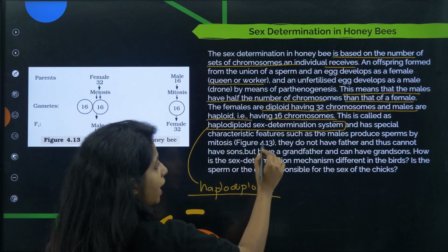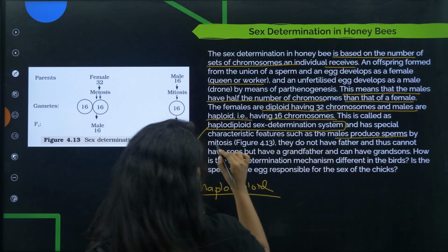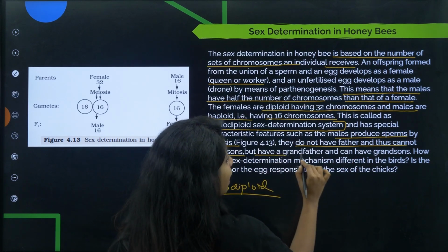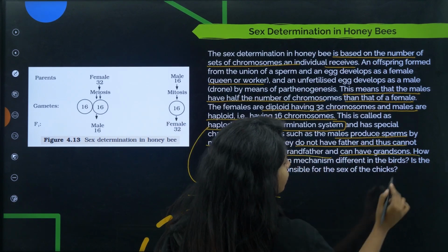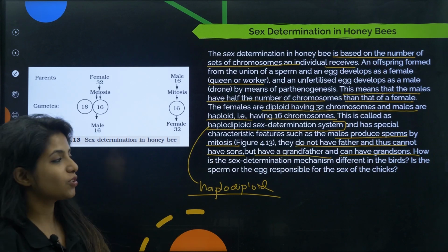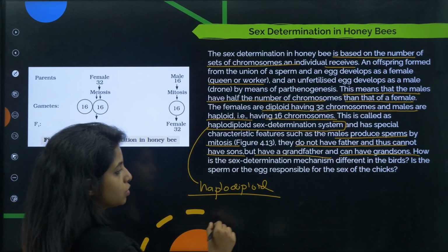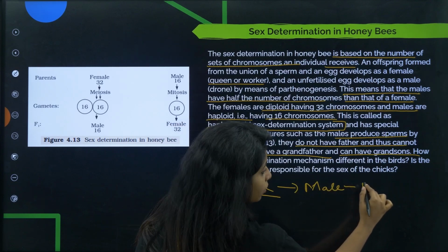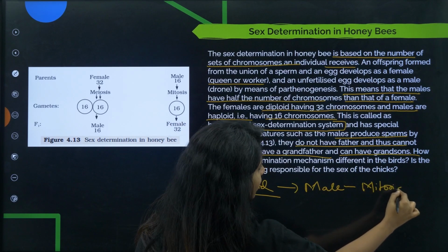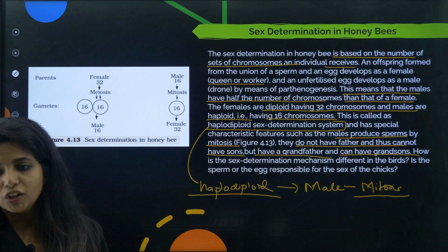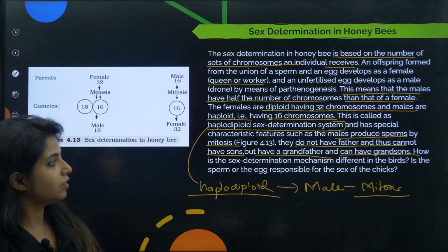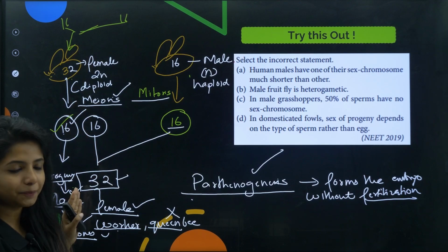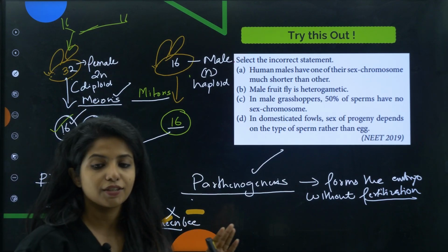Now, it has special characteristic features: males produce sperms by mitosis, they do not have a father and thus cannot have sons, but have a grandfather and can have grandsons as well. So that is the thing that is quite different. As I said, males do not undergo meiosis, they undergo mitosis, and they do not have a father, but they definitely have a grandfather, and the grandfather has grandsons, which is them only. I hope this is clear to you.